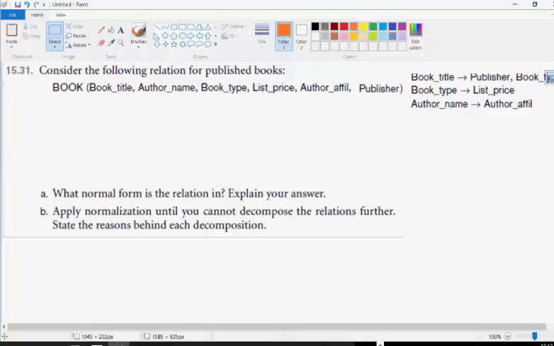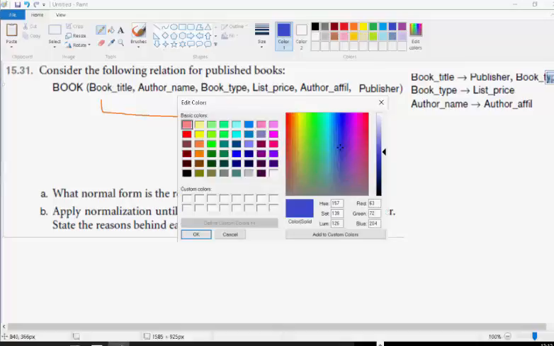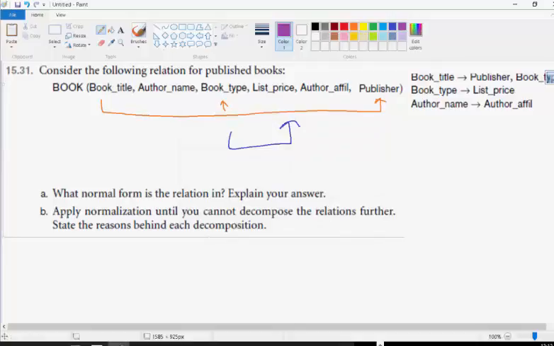We have book title leading to publisher and book type. So book title should lead to publisher and also to book type. Second one is that book type leads to list price. And then last one is author name to author affiliation.